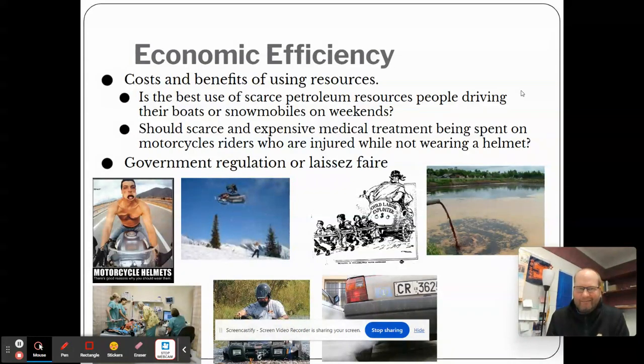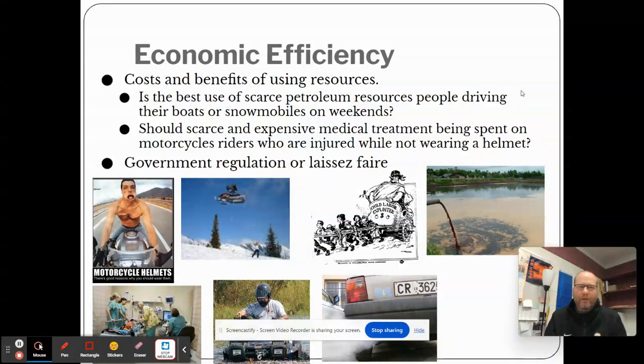Then second, there's economic efficiency. So costs and benefits of using resources. We've talked about all those natural resources that are needed to produce goods and services. How well are we using those resources? Are we just wasting them? Or are we very specific as to how we're using them so we're not wasting them? How efficient are we being?